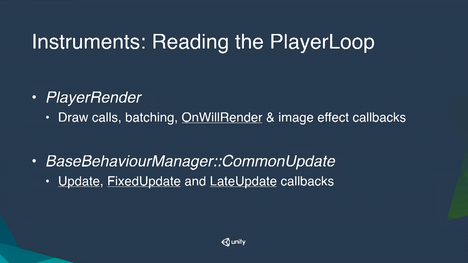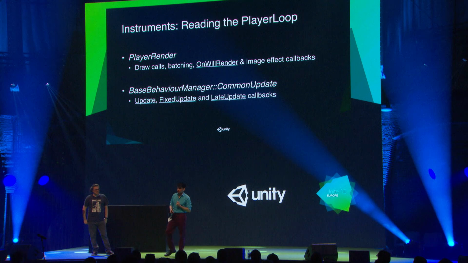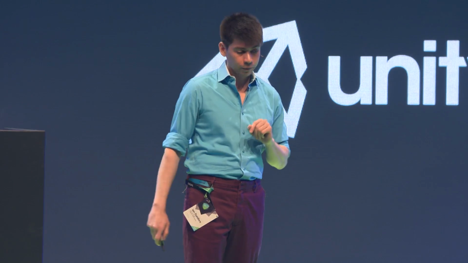Next, and probably the most interesting, there will be 3 functions called on the BaseBehaviourManager object. In fact, the common update function is templated, so if you see it templated with UpdateManager, that's where your update loops are going to get called. If you see it templated with FixedUpdateManager, your fixed update loops, LateUpdateManager, as you can guess by now, your late update loops. If you're trying to address the performance of your scripts, that's where you should start.